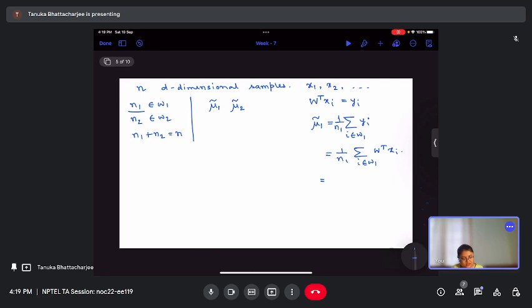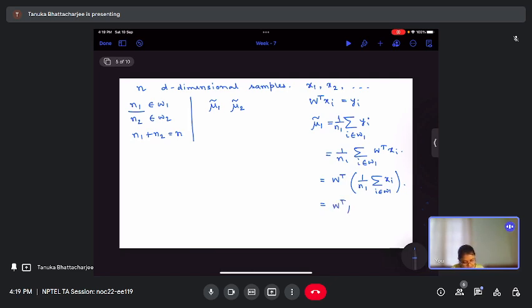Since the W transpose does not depend on the summation variable, we can take that out, and put the remaining together: 1 by n1 summation over i, xi, i element of omega 1. So you can see within the bracket what we have is basically the mean of the xi's belonging to class omega 1. Let's denote that by mu1 without the tilde. With tilde it is in the projected space, without tilde it is in the original d-dimensional space.